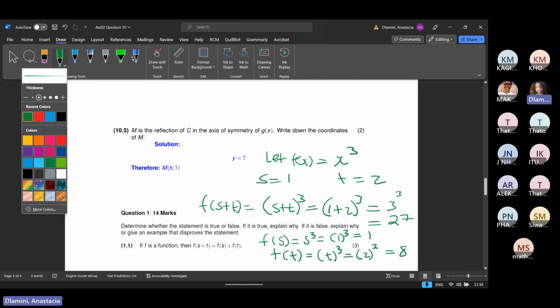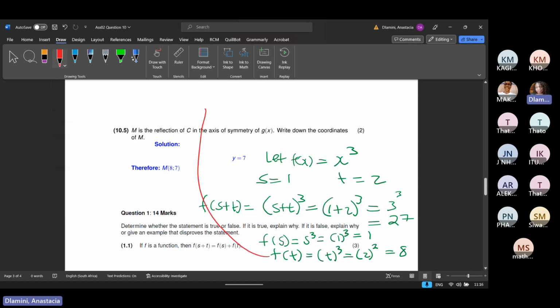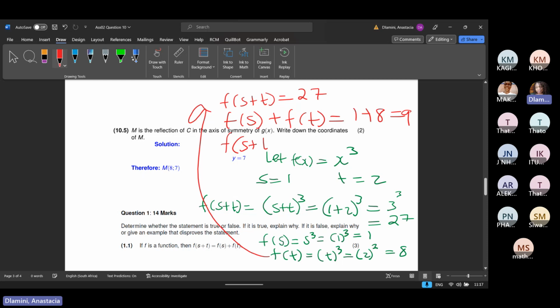Now let me choose a different color because I just want to write here on top. So then it means that f of s plus t is equal to what? It is equal to 27. But f of s plus f of t is equal to 1 plus 8, which is equal to 9. So it is not true that if f is a function, they didn't specify which function. They said f is a function. It means that f of s plus t is equal to 27, but it's not equal to f of s plus f of t, which is equal to 9.